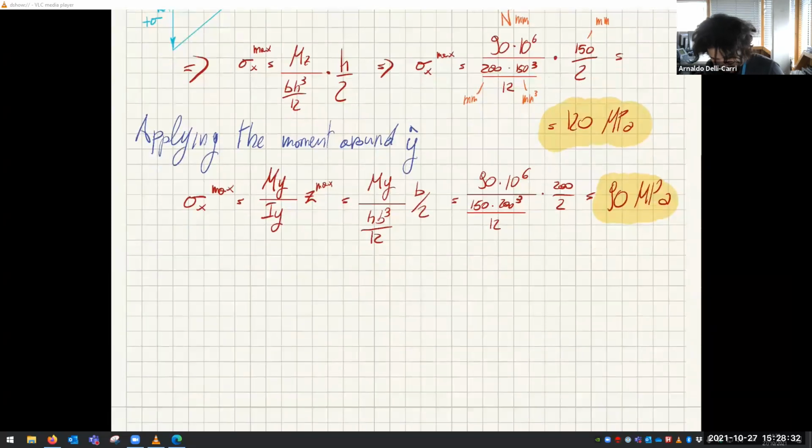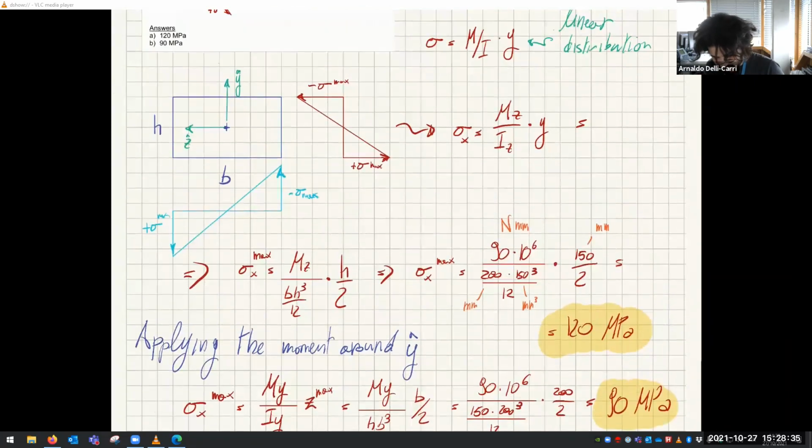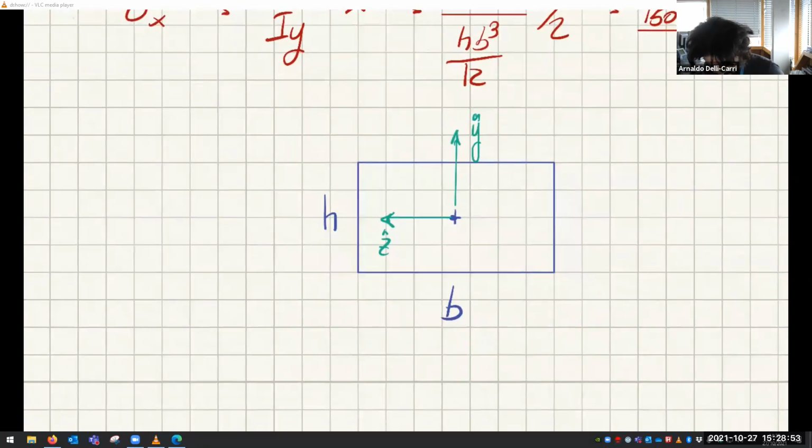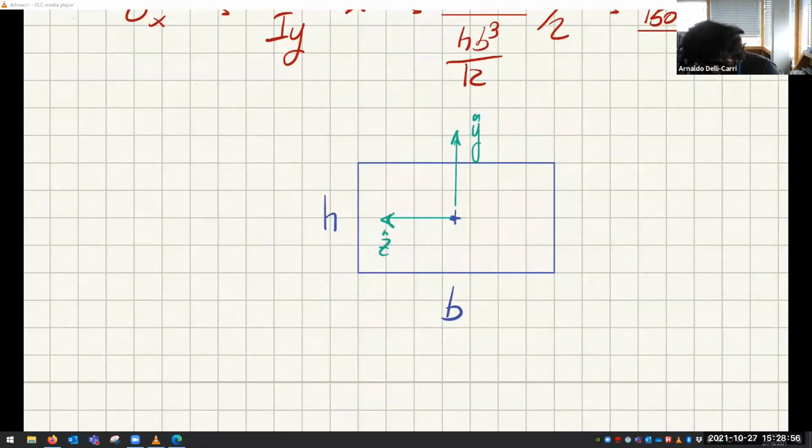So let's have a look at the section again, because I want to see where is the largest stress in total. It's not required by the question, but it's still good if we can see what's going on in this section in particular. So when the moment is around Z, then this splits the area in two, where the top part is in compression, negative, negative, negative.